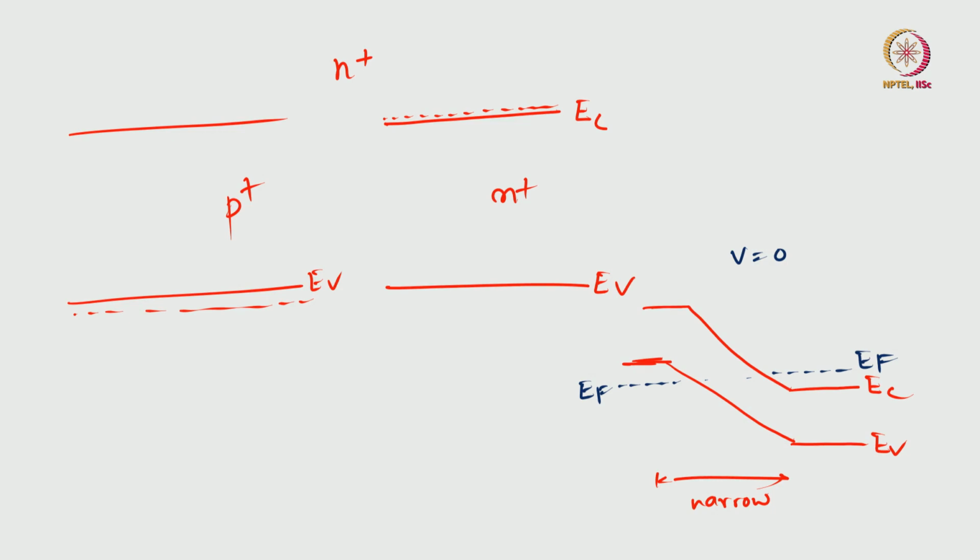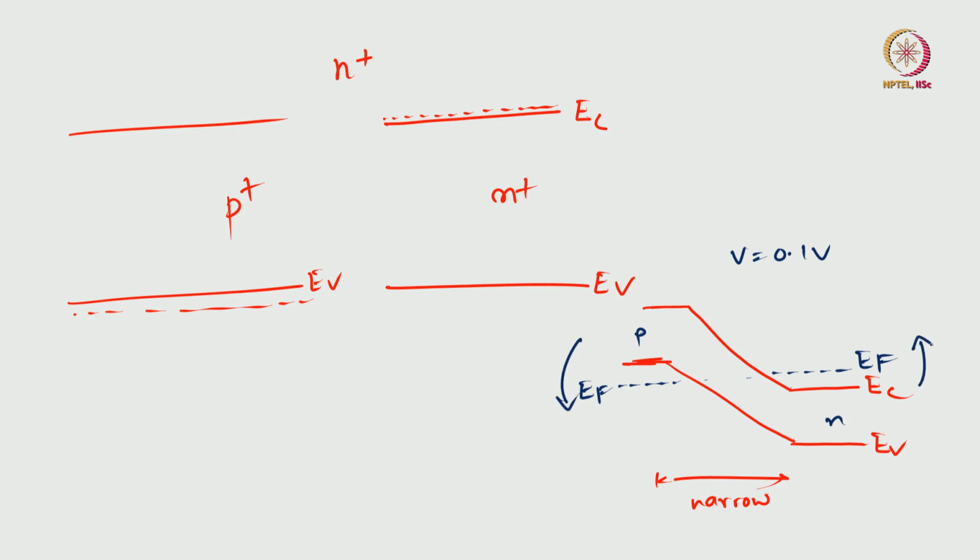So what you can say is that the Fermi level is aligned, and this is how the band diagram looks like. Now the moment you apply a small bias, for instance, a small forward bias, say 0.1 volt, this is your p type, this is your n type. So if you apply a small forward bias, then this you push down, this you push up.